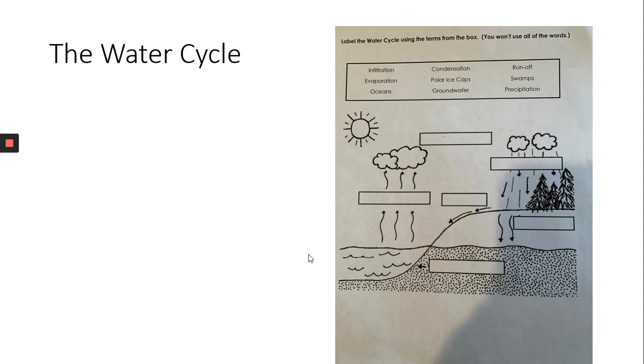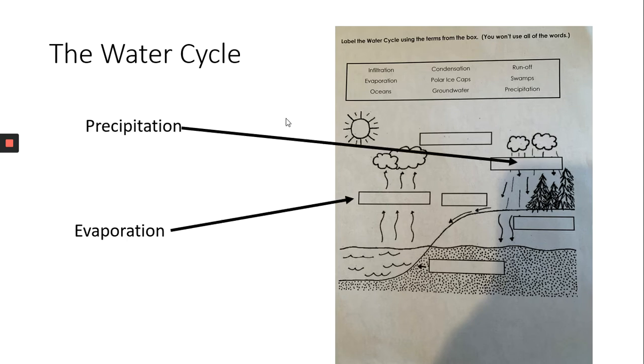If you remember, precipitation is when water comes down in liquid form. This can come down as snow, hail, or rain. Let's see if you put precipitation into the correct box. Did you get it right? Excellent.